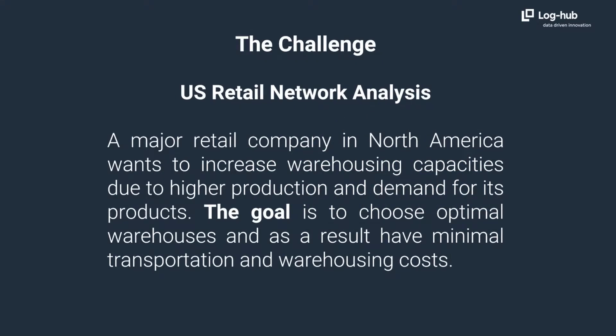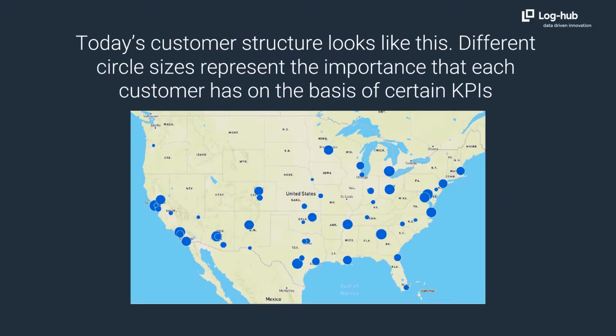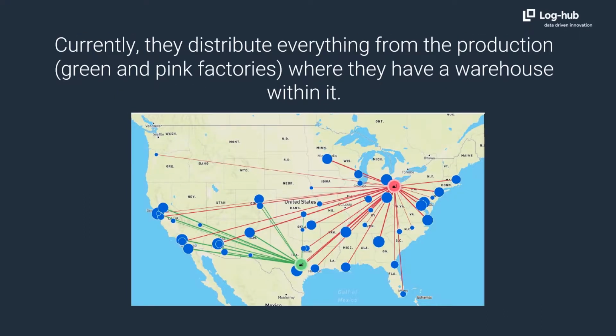Today, we are providing a solution for a major retail company in North America that wants to increase warehousing capacities due to higher production and demand for its products. Today's customer structure looks like this. Different circle sizes represent the importance that each customer has on the basis of certain KPIs.